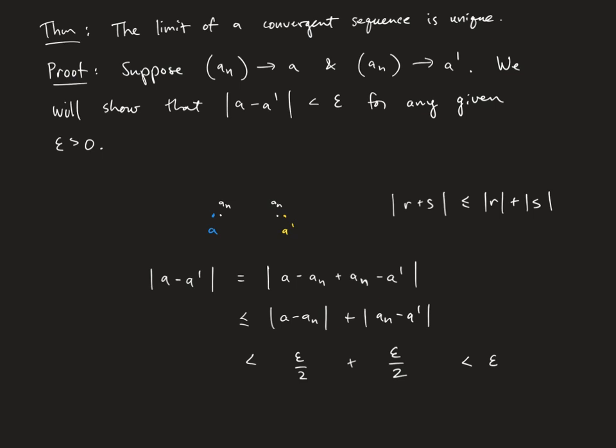And we can do this, right? Because we're given this epsilon here. We want to make this total less than epsilon. But we can take from that epsilon and consider epsilon over 2. That's just some arbitrarily given positive number. So epsilon over 2 can play the role of epsilon in the convergence of an to a, and epsilon over 2 can play the role of epsilon in the convergence of an to a prime.